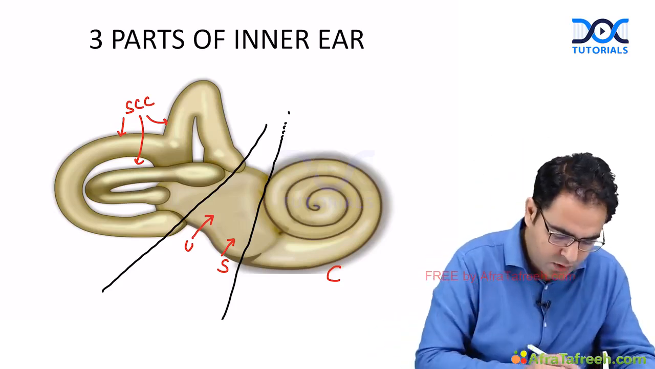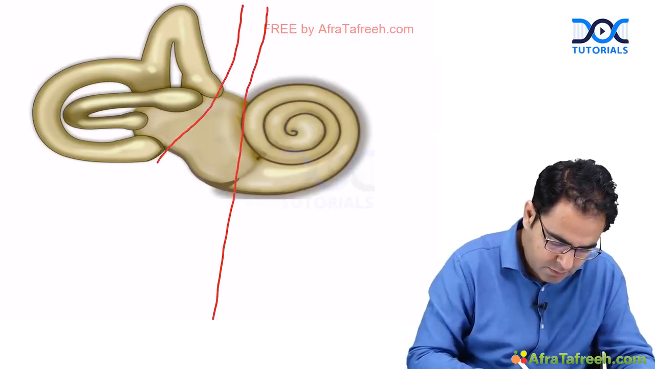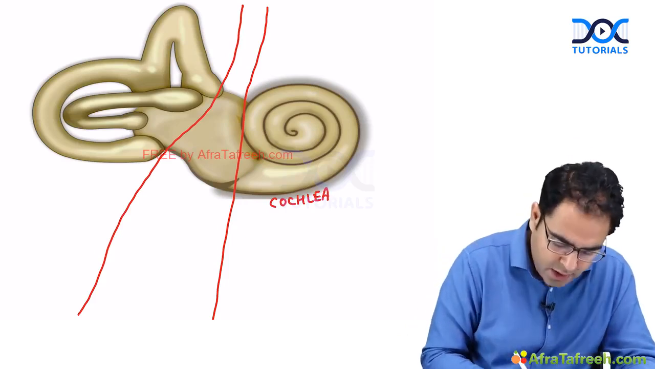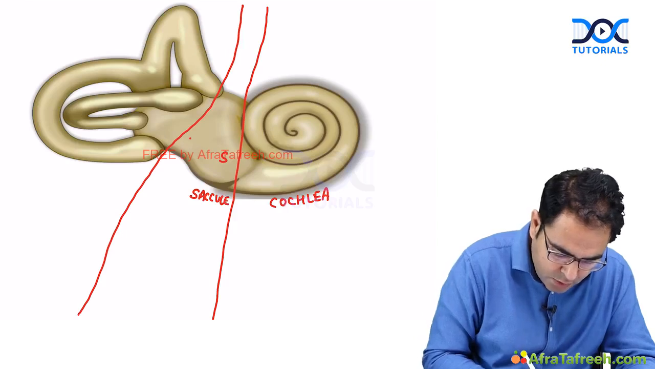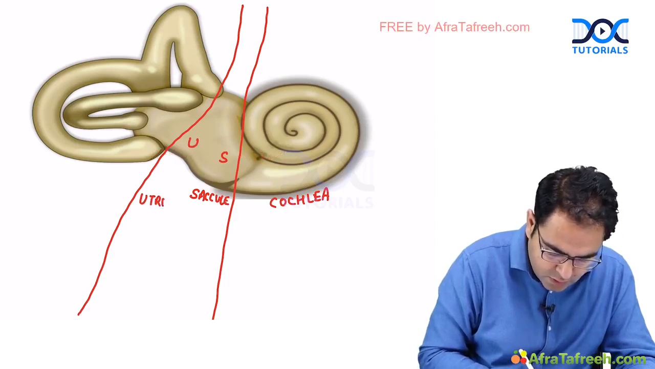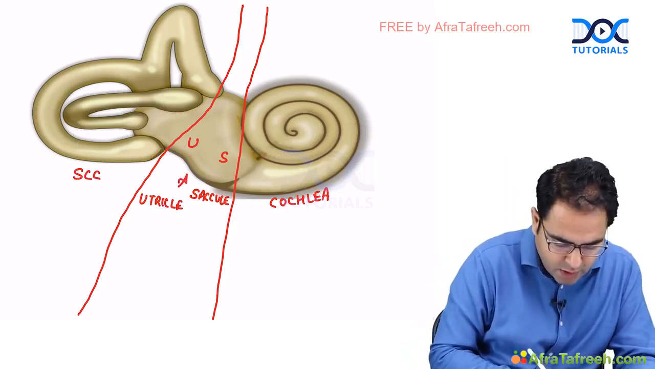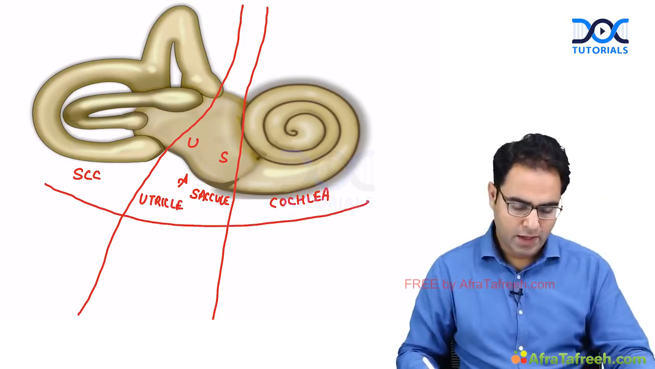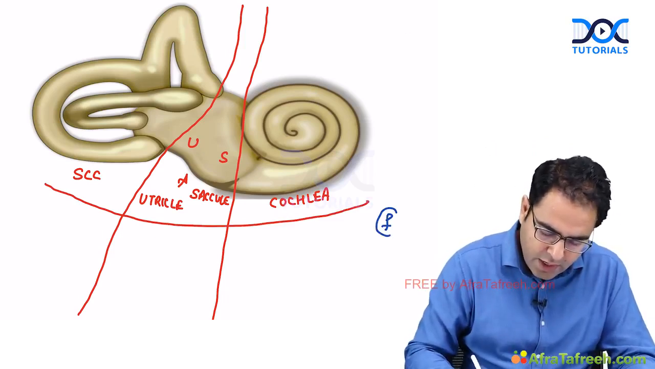Allow me to again draw the lines. Okay, fine. Now let me write down the part name. Now this part is called cochlea. The neighbor of cochlea is saccule. Then comes U, which is utricle. Utricle and saccule make one part. And then there are the semicircular canals, three semicircular canals.